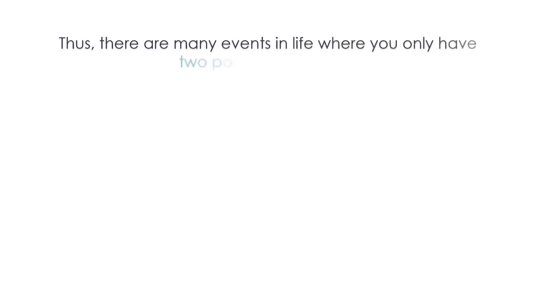If we let loose an arrow from our bow, there are again only two options. It does not hit the target, or it hits the target. That means in all of these outcomes, there were only two possible options. No third option was there. So there are many events in life where you only have two possible outcomes.